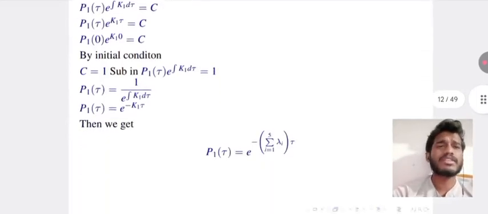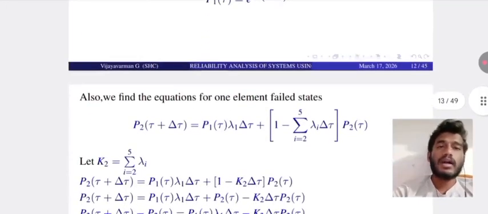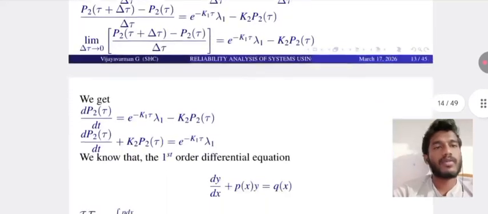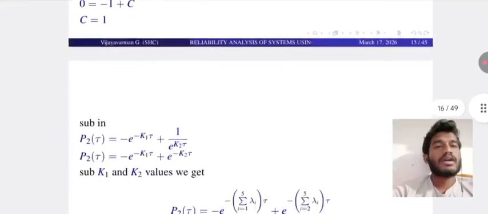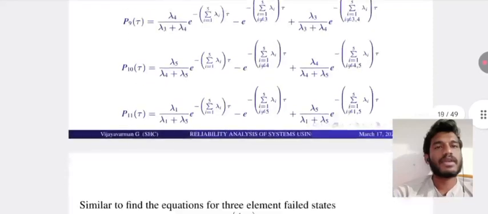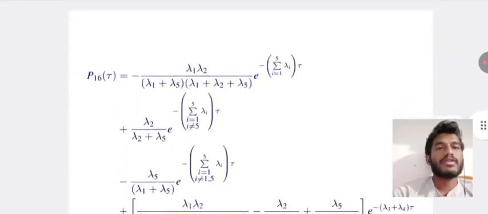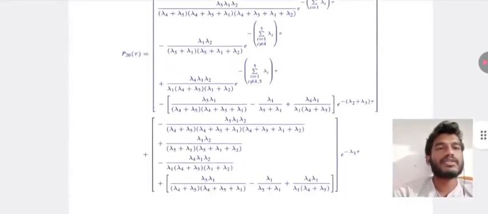Combining both equations, we get p1(t) = e^(-Σ i=1 to 5 λi τ). Similarly, finding the one element failed state, we follow the steps above. So we get P2, one element failed, two elements failed, three elements failed, and finally the four elements failed equation. Here the equations have been derived.